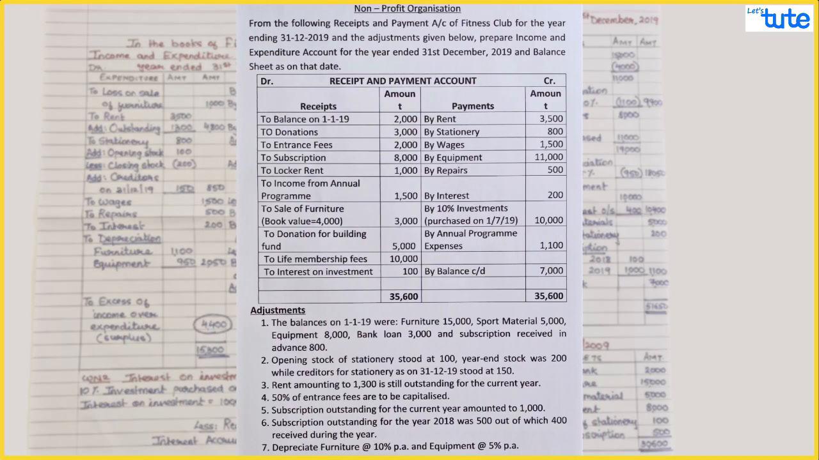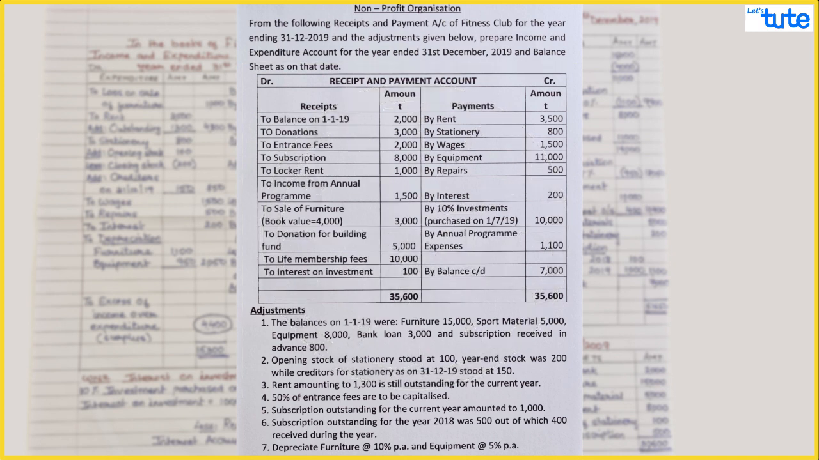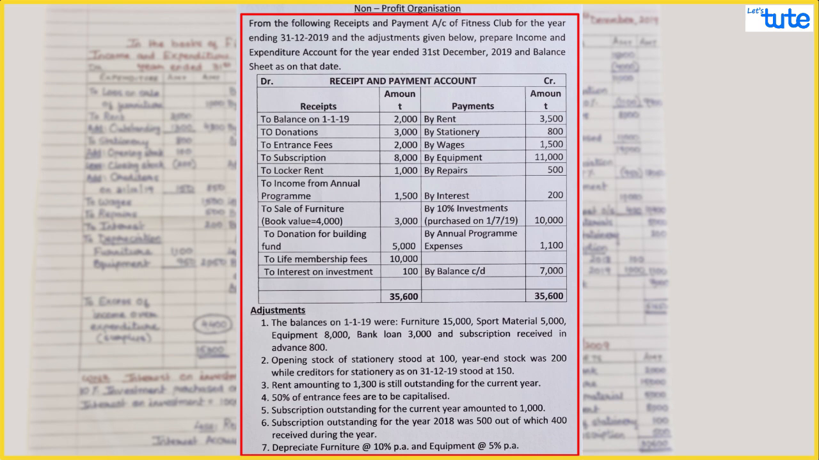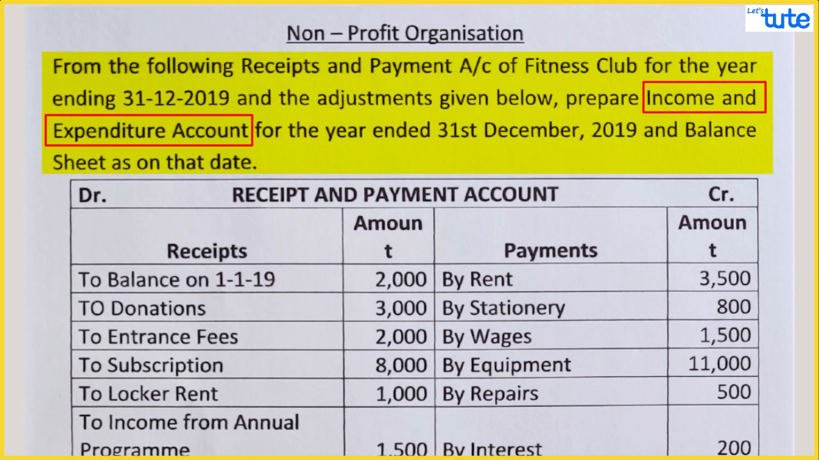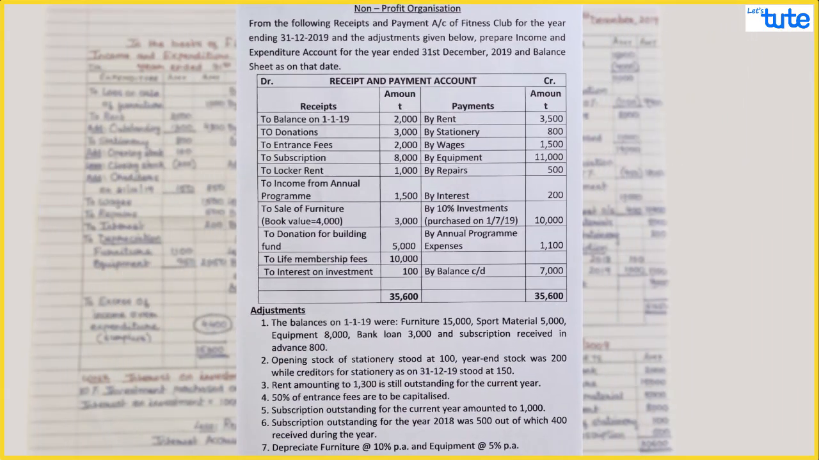So let's get started. Firstly, many of the students directly start solving the question without reading it properly and end up with wrong or incomplete solution, which results in time wastage. So here, whenever you get the question paper, kindly read the questions very carefully and check the required part, whether they have asked you to prepare only income and expenditure account or the complete financial statement, that is income and expenditure account and balance sheet, or with that if the receipts and payment account is also required to be prepared or not. Accordingly, solve the question.